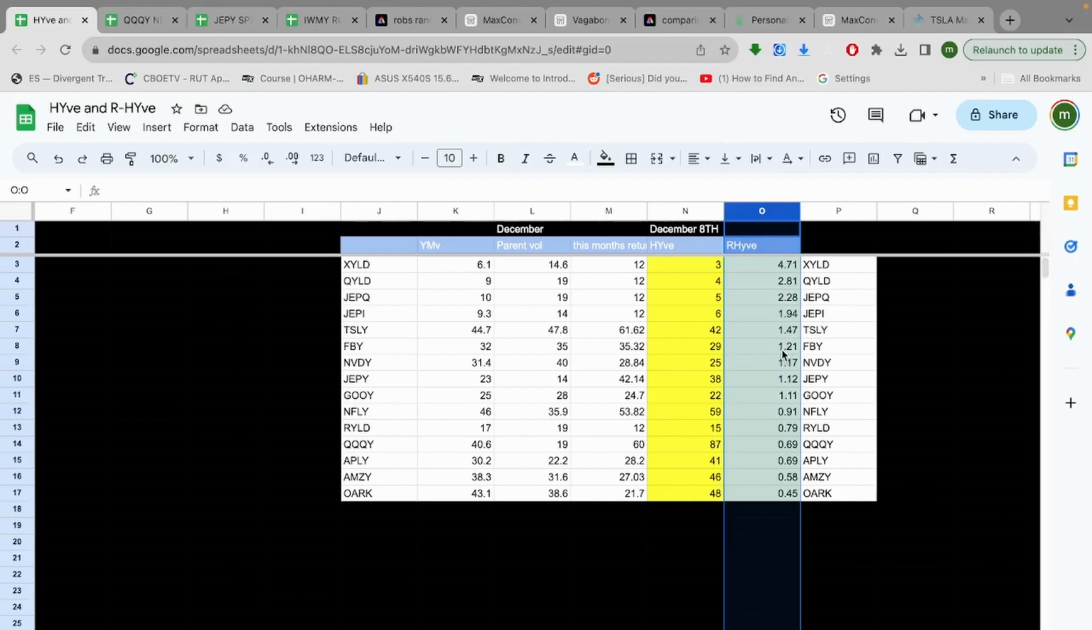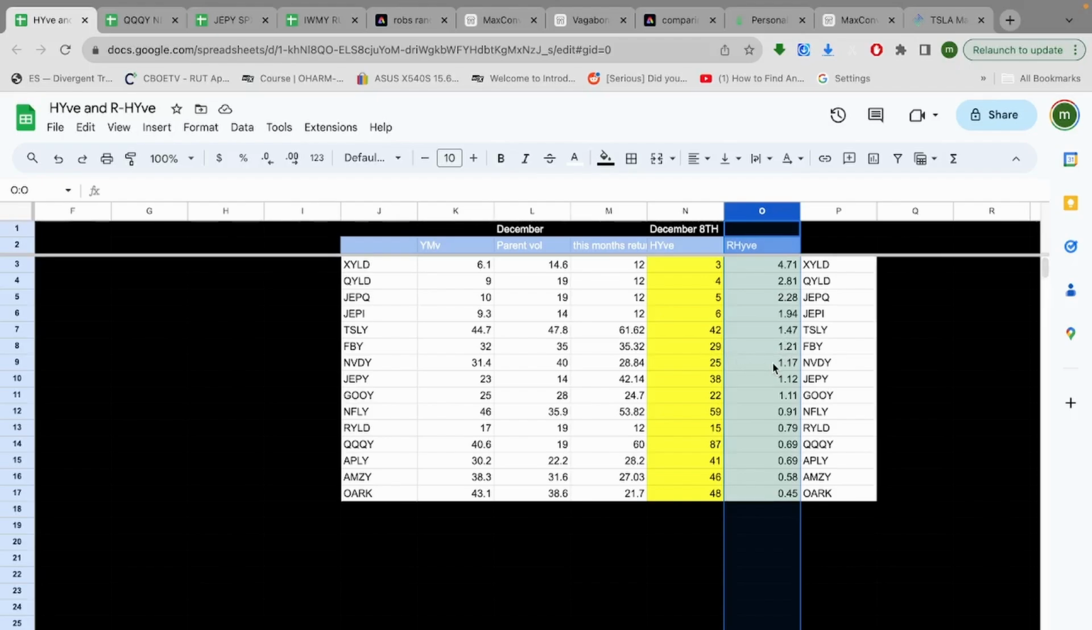FBY has a good risk-adjusted performance with a 1.21. So if you look at Facebook's yield fund, FBY, the volatility is 29 compared to 42 for Tesla. So less volatility, but also less yield. So that's where these numbers come from. It's just the ratio of the volatility to the yield.